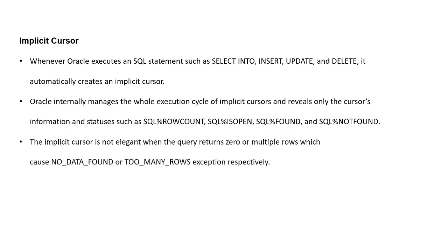The implicit cursor is not elegant when the query returns 0 or multiple rows, which cause no data found or too many rows exceptions respectively. Suppose that particular select statement does not return any row. You understand? The SQL statement does not return any row, then it doesn't affect any result at all. At the same time, if it is returning more than one row, multiple rows, then also it's not too efficient. All right. So this is about implicit cursors.